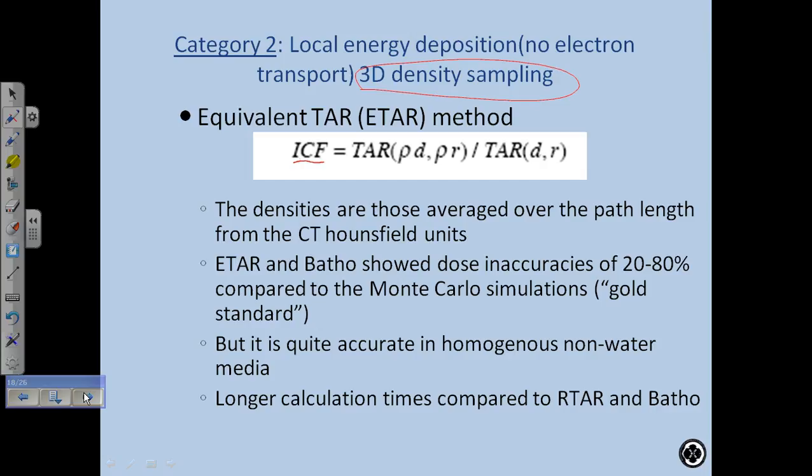So ETAR and batho show dose inaccuracies of 20 to 80% compared to Monte Carlo. Okay, not too good, but that's all we had before we had Monte Carlo. Monte Carlo is considered the gold standard. It's quite accurate in homogeneous non-water material, like homogeneous lung, if the lung is pretty homogeneous and there isn't tissue and lung mixed in there. It's pretty homogeneous within lung, pretty homogeneous within bone if it's homogeneous. Longer calculation times compared to RTAR and batho.